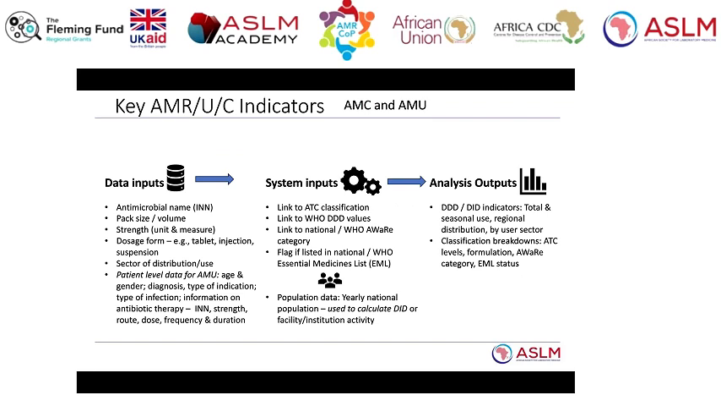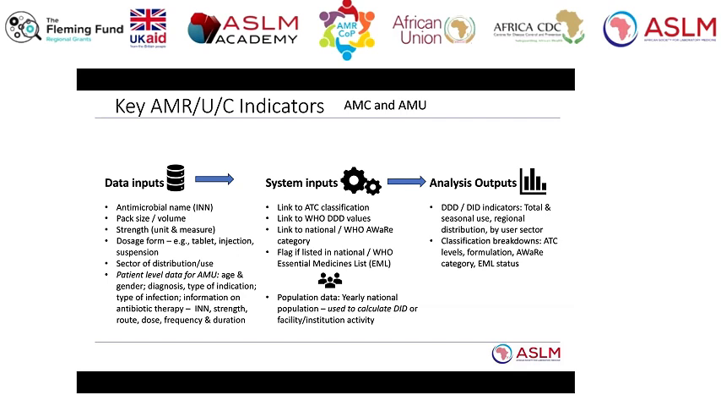So when we're looking at AMC and AMU, your data inputs are on the left again. So we look at the antimicrobials that we are surveying, and those are based on the core antimicrobials for surveillance that have been determined by WHO, and whatever else are the priority classes of drugs that the country has set in their surveillance strategies. There are other components around pack size, strength, and the dosage form, so that you're able to really understand the utilization of your antimicrobials.